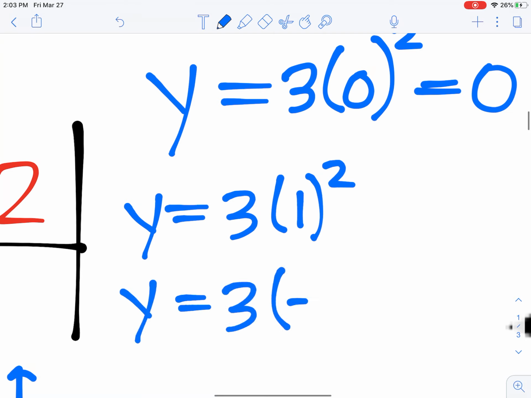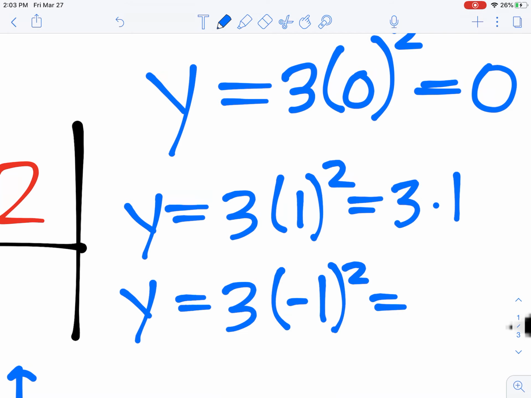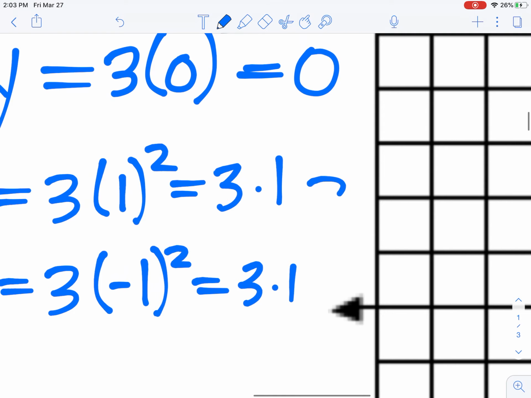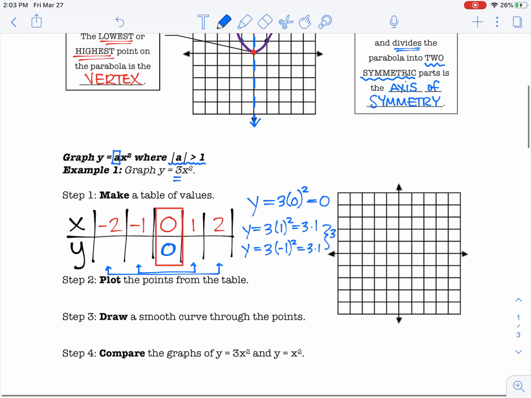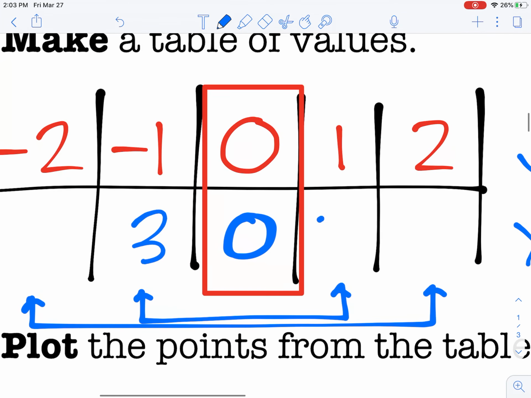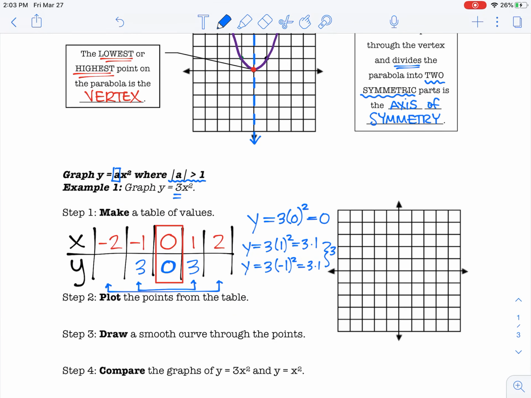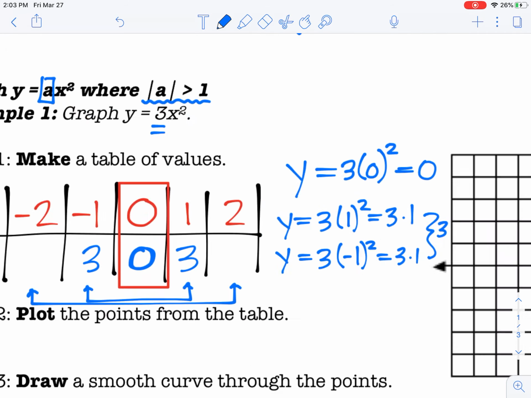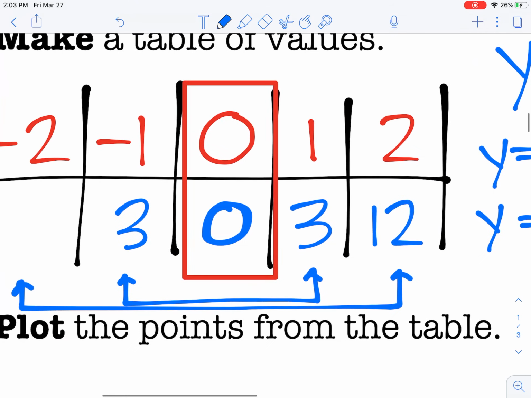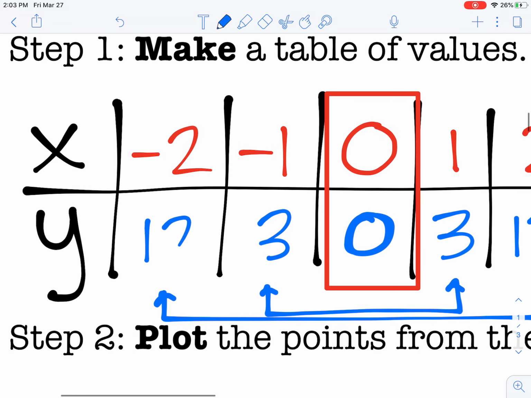so let's do the 1 and the -1 first. When we square a negative, it becomes positive. So both of these just end up being 3 times 1, which is 3. So we do end up getting the same value for those. When you plug 2 and -2 in, you should get 12 and -12. Sorry, 12 on both, sorry.